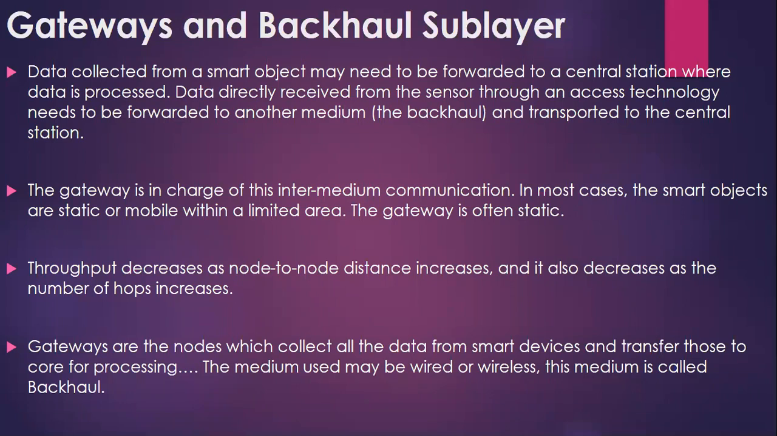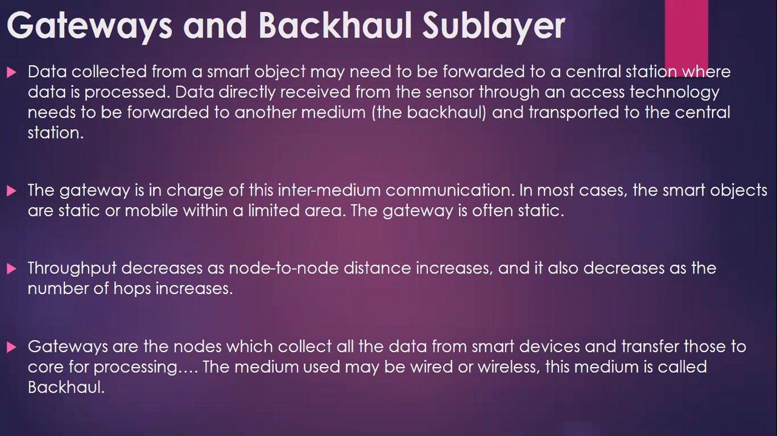Okay, data directly received from the sensor through an access technology needs to be forwarded to another medium, the backhaul, and transported to the central station. Exactly. The logic is: from sensor to gateway, we are using those 5 different types of networks to communicate. So whatever information the sensor is retrieving will be transferred to this gateway.